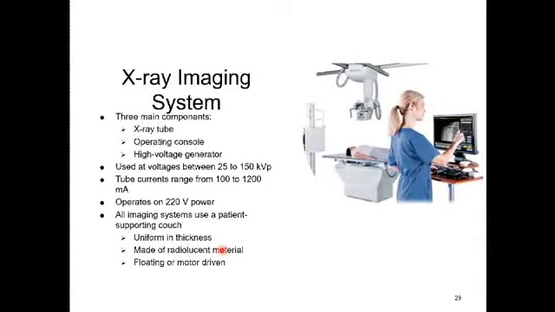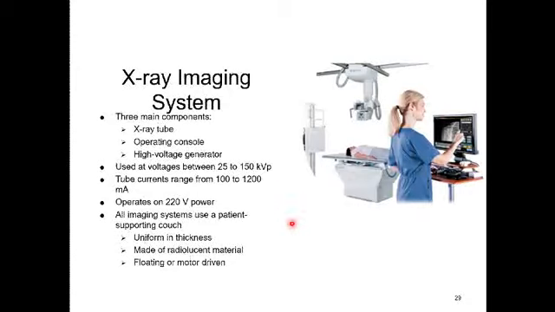Now, there's 3 main components of your imaging system. You need to know them. That's basically your tube, your operating console, and your high voltage generator. In radiography, useful voltages are between 25 and 150 kVp. That's important, meaning anything outside of this range is not going to help us at all in radiography. It's not going to give us the images that we need to see.